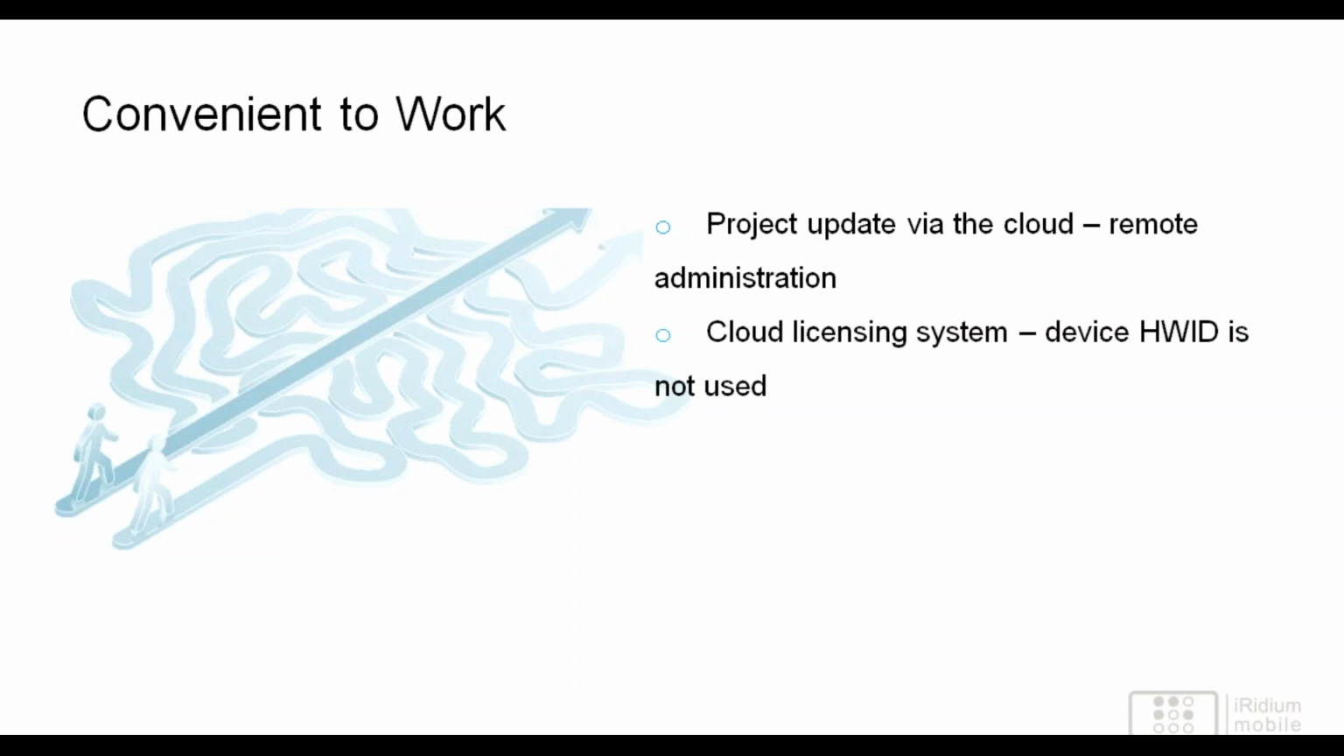Another thing is the licensing system. Because it's based on cloud technology, we now don't use identifiers of devices like HWID, serial numbers of controllers or their MAC addresses. Before, there was some inconvenience because of the HWID of control devices. Now we moved away from this way of binding our licenses, so you just get a license for the whole object.